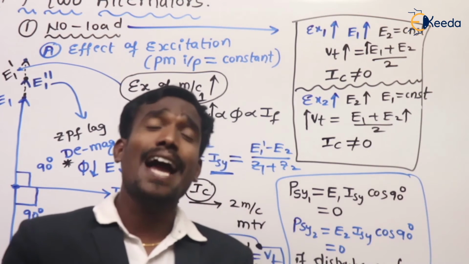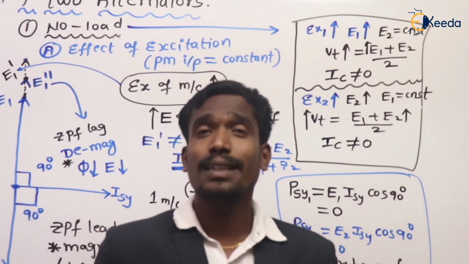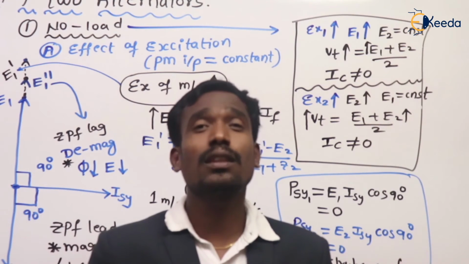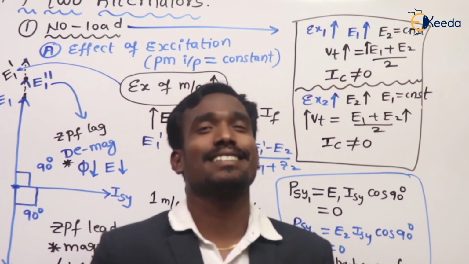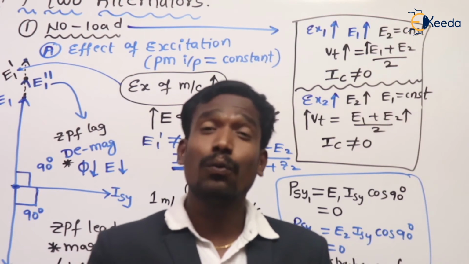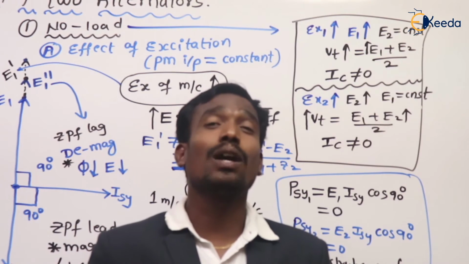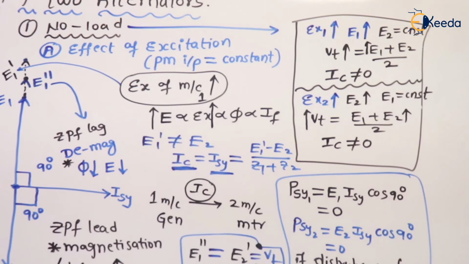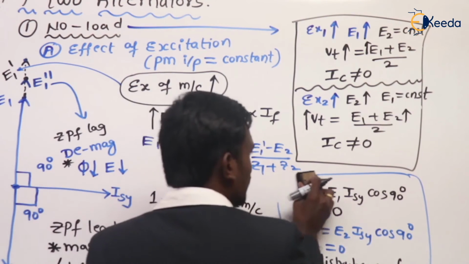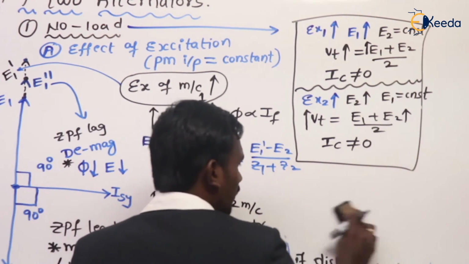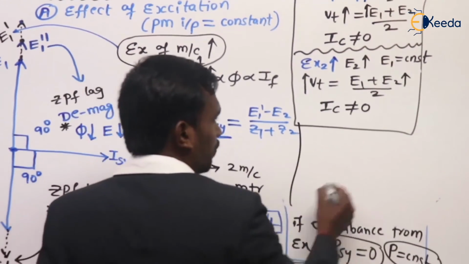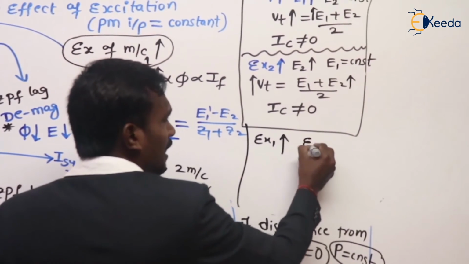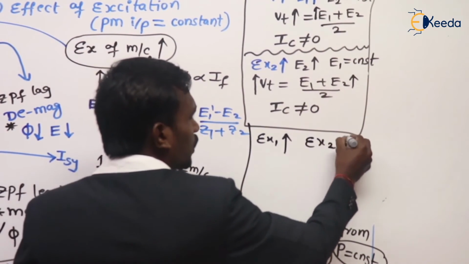But now I want to increase my terminal voltage without circulating currents. Can you tell me how? Without circulating currents, I want to increase my terminal voltage. So tell me how we can. So in the third case, for example, excitation of machine 1 increases, excitation of machine 2 increases.